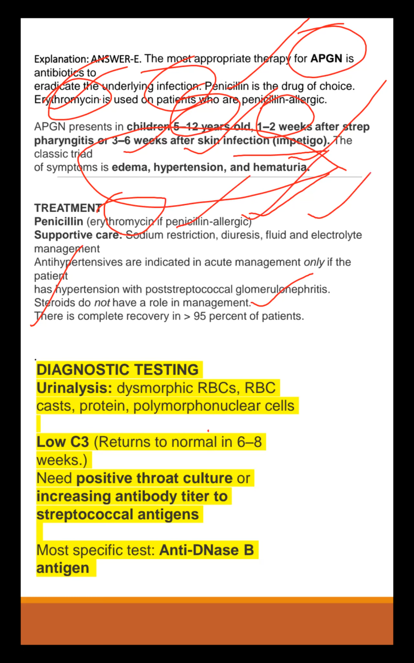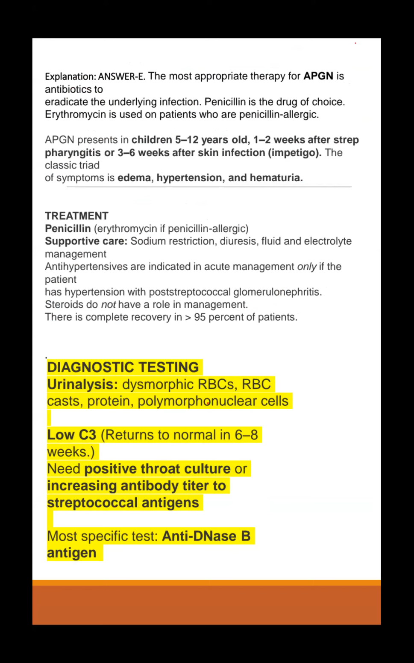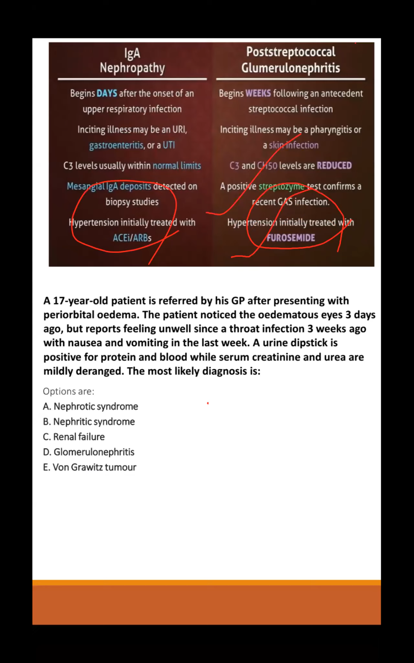If you ask me whether we can give this, actually if I show the previous picture it will be nice, because it is very important to understand this. Dr. Hira, in nephropathy we give ACE inhibitor or ARB, but in post-streptococcal glomerulonephritis we treat hypertension with furosemide, diuretics. Okay? Yes, ma'am.